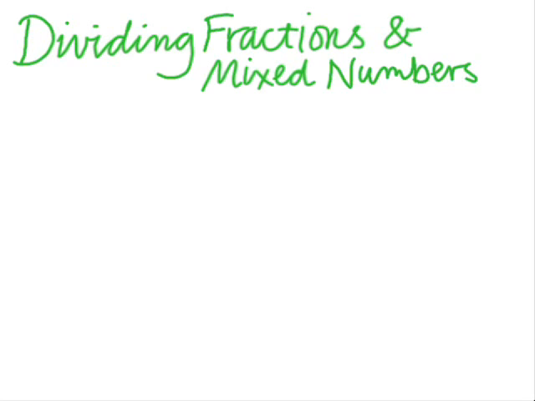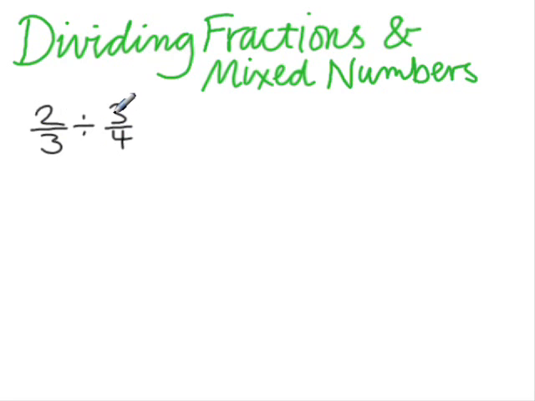Once you know how to multiply fractions and mixed numbers, dividing fractions and mixed numbers is pretty easy. Let's look at an example. 2/3 divided by 3/4. In this case, what we do is write them horizontally, just like this.